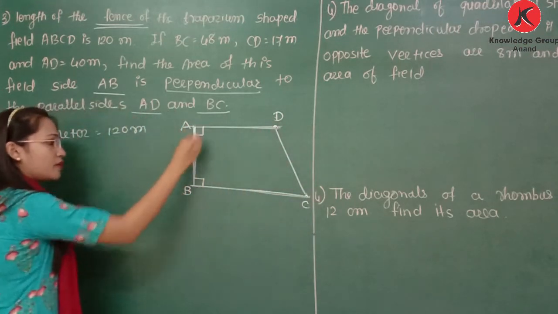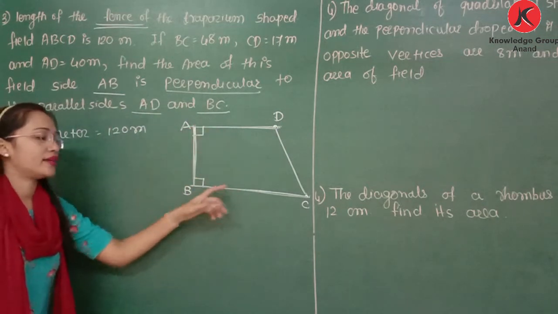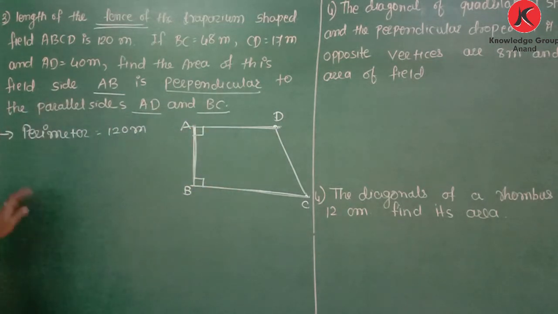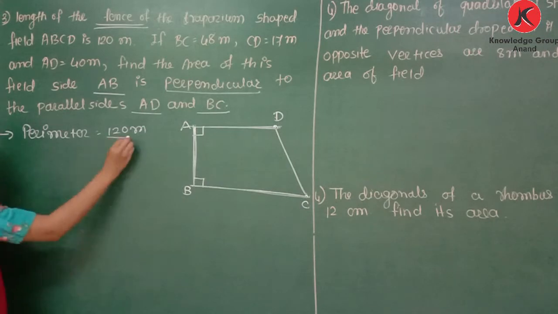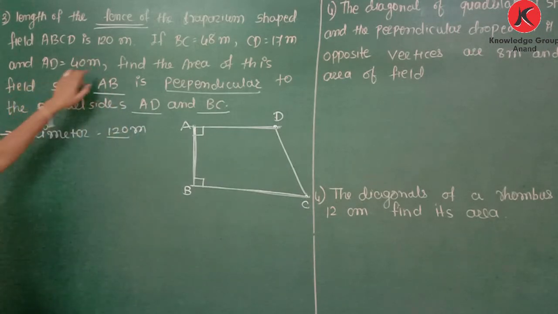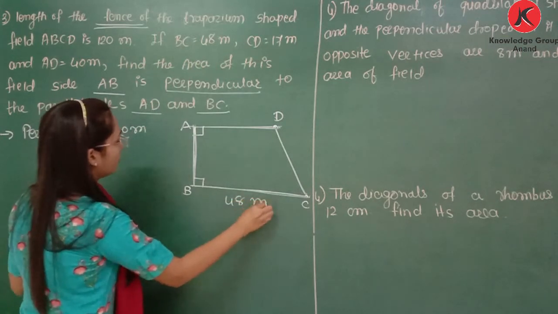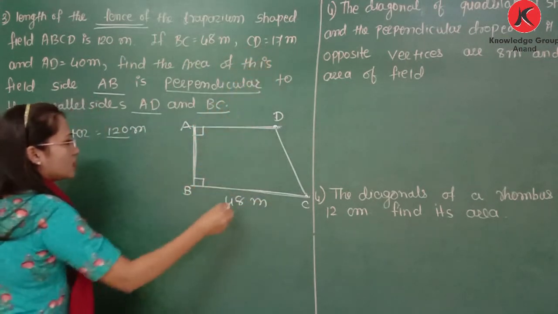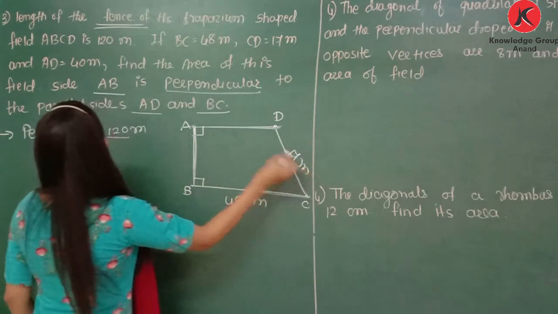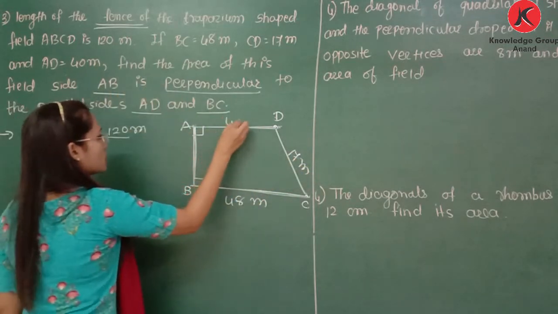So here AB is making a right angle with both parallel sides. Clear? Now the perimeter is given as 120 meter. Other measurements are given. BC is 48 meter, CD is 17 meter, and AD is 40 meter.